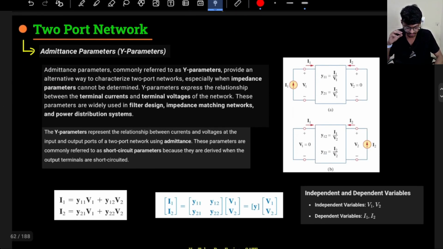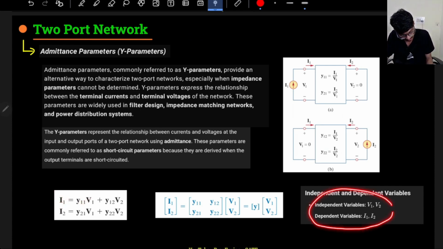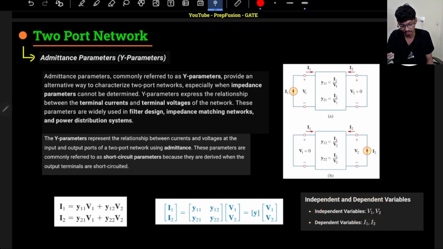Okay, so let's first discuss about the Y parameters, also known as the admittance parameters. So admittance parameters are basically where my currents are written in terms of voltages. So this time my independent variables are V1 and V2 and dependent variables are I1 and I2. What do I mean by it?